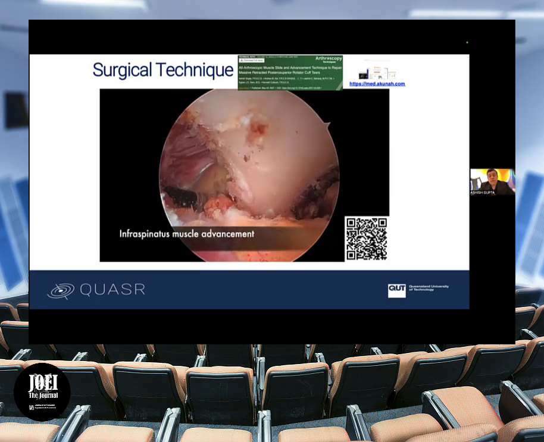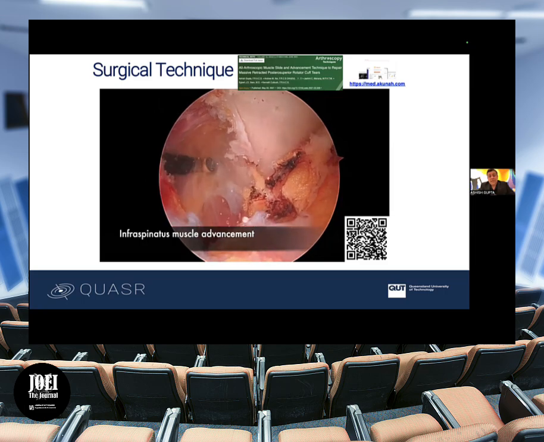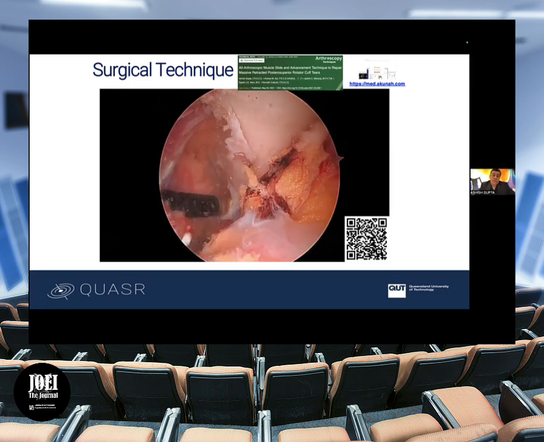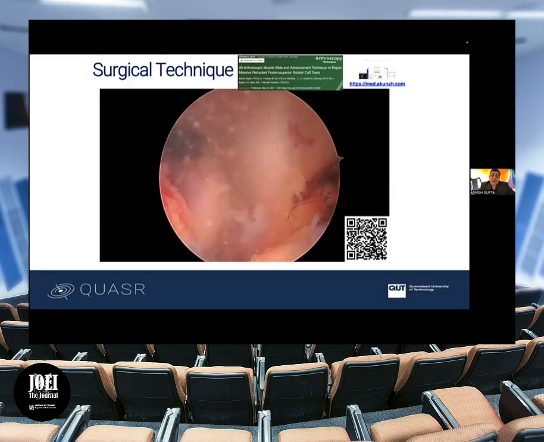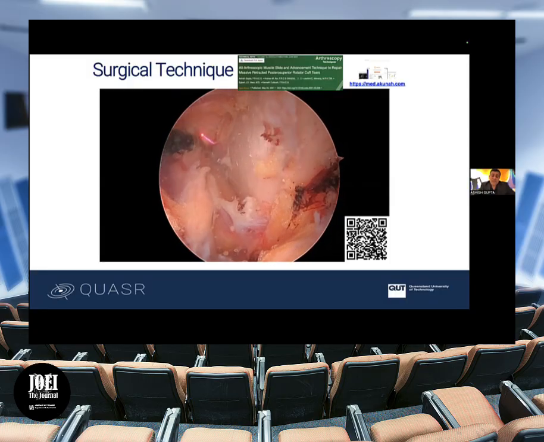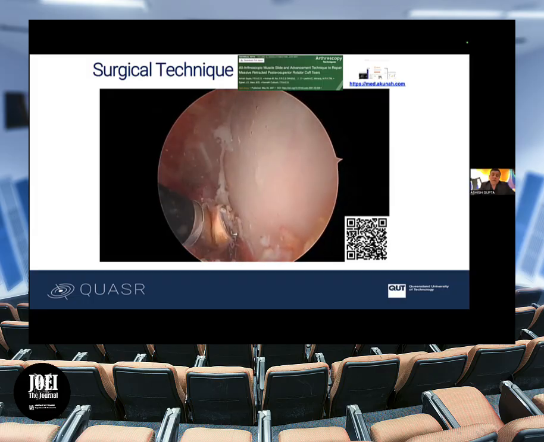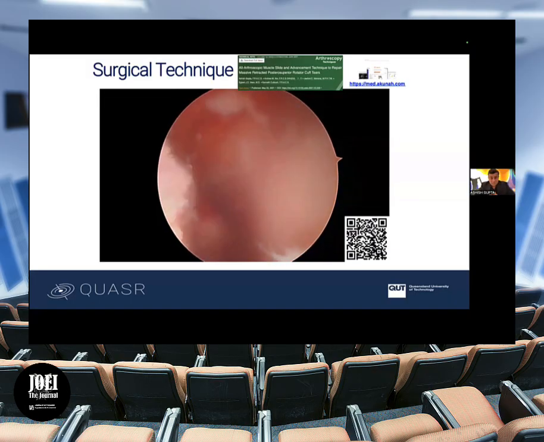Then arthroscopically, we just keep dissecting this more and more medially and keep releasing the supra and infraspinatus medially all the way till the medial scapular border. And this is just allowing for excursion of this muscle tendon complex without devascularizing the muscle or the tendon complex, so that we can get the whole muscle tendon complex to cover the footprint completely.